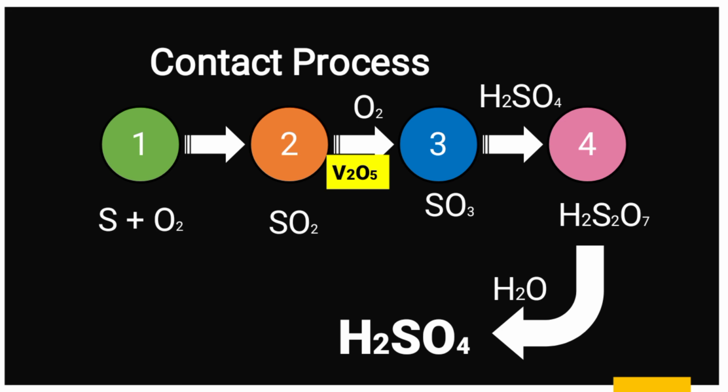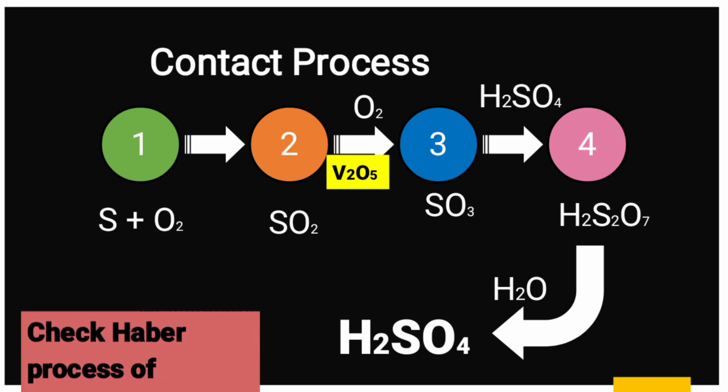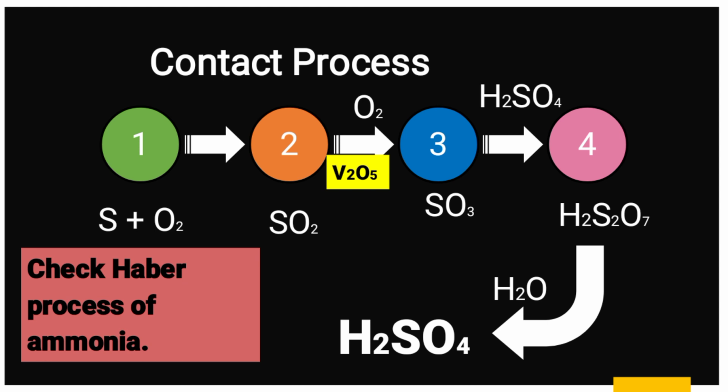The next thing is the contact process. We also have another one called the Haber process. The Haber process is the production of ammonia using hydrogen and nitrogen. The first person that actually used this process is called Haber, so we call it the Haber process.